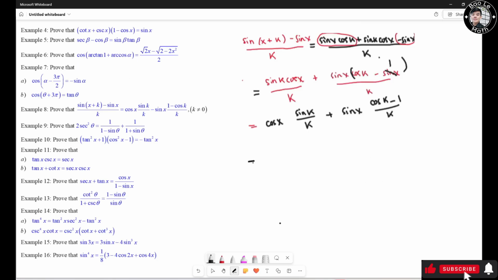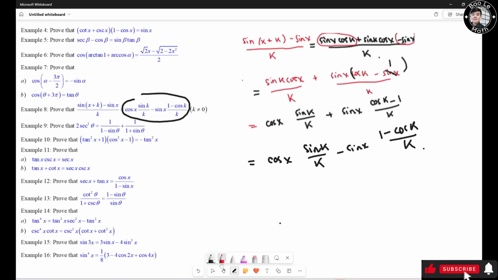Now I'm going to rewrite the first one. It's going to be cosine s sine k over k. The second one, I just factor negative 1 out. So it turns out to be negative sine s. And then I just change the sign on the top. Should be 1 minus cosine k over k, right? So we look at this one. This is exactly the same thing. This guy right here. So this guy has been proved.